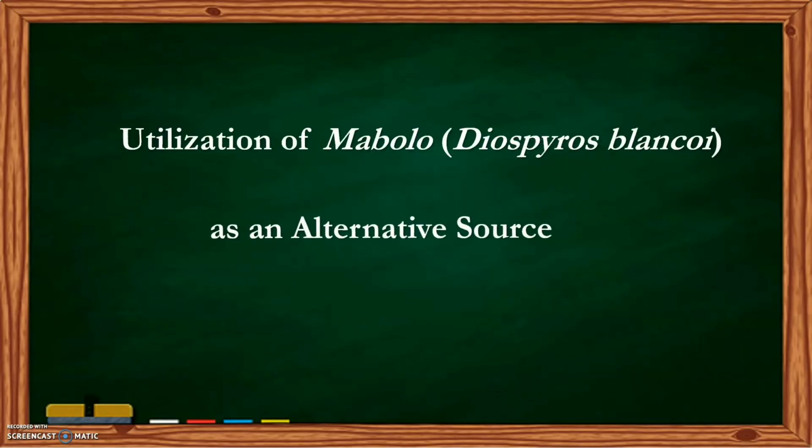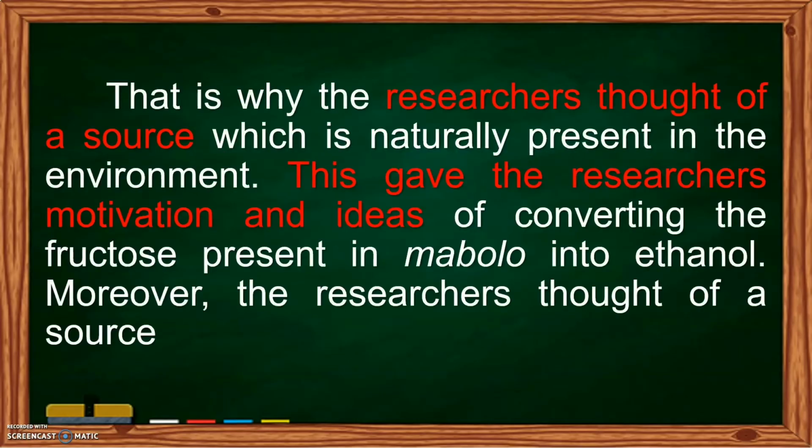So, I'll give you an example for that. Okay, for the last paragraph of the research study about Mabolo as an alternative source of ethanol, this is their last paragraph of their background of the study. That is why the researchers thought of a source which is naturally present in the environment. This gave the researchers motivation and ideas of converting the fructose present in Mabolo into ethanol. Moreover, the researchers thought of a source. Okay, hindi ko na nadugtungan. Okay, so this is the fifth paragraph. So we are talking about the intent and willingness of the researcher to conduct the study.